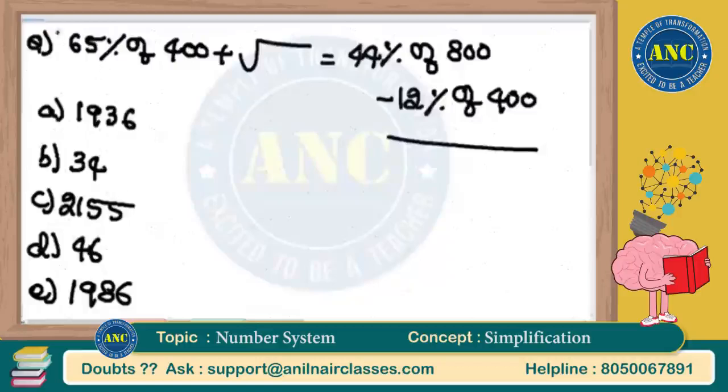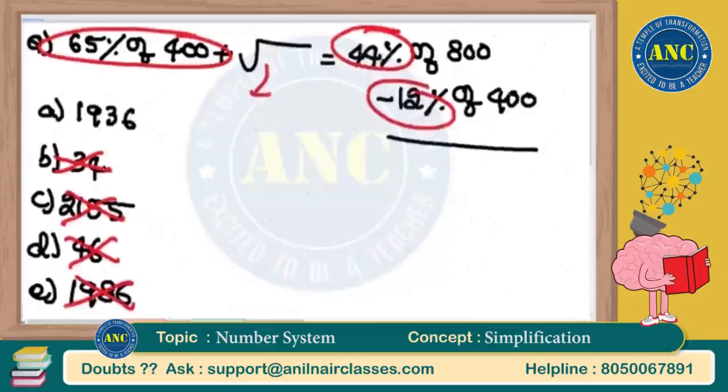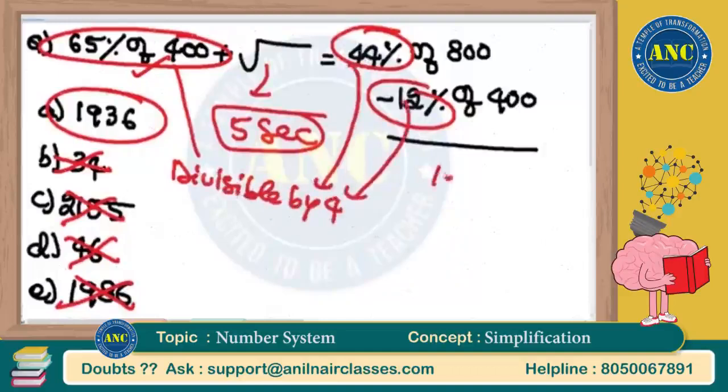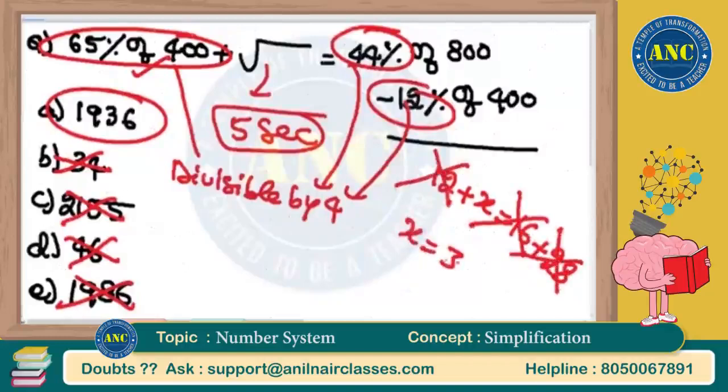One is a calculation method. Another is, if I were to solve the question, I will solve it like this. Answer is 1936. A 5 seconds problem. I hope it is clear. 400 is divisible by 4. You have to know all this. 400 is divisible by 4. This is divisible by 4. This is divisible by 4. 12 plus x equivalent to 16 plus 28. Answer is 32. 32 is also divisible by 4. Directly by looking at the question, you can get the answer.